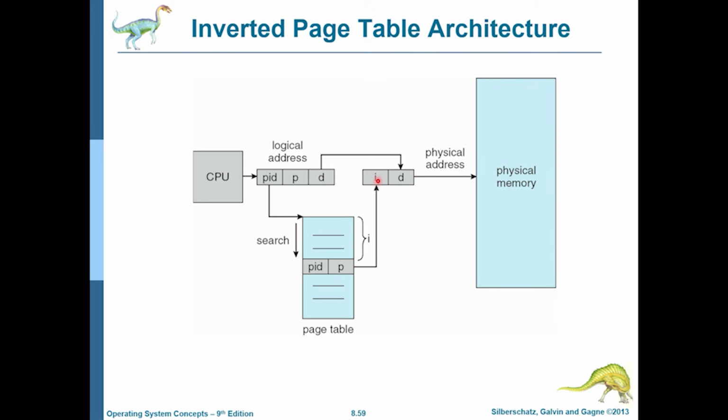And then once we find the frame number, we can use the offset over here and we can go to physical memory. The reason why this is called inverted is because this table is not indexed by the logical page number. It is actually indexed by the physical frame number. That is why it is inverted.